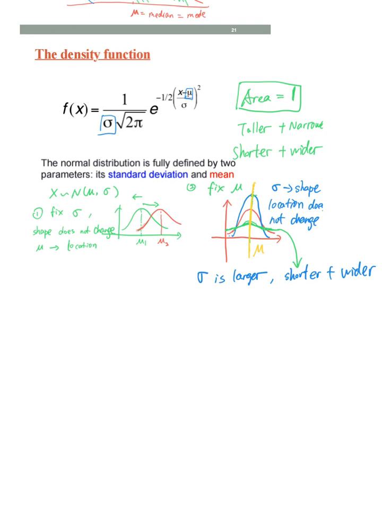If our sigma is smaller, that means the variance is smaller. Our data have small spread, right? If it has small spread, that means our curve should be narrower than before. So it should be taller and narrower, so that the area under the curve is still equal to 1. Did that make sense?